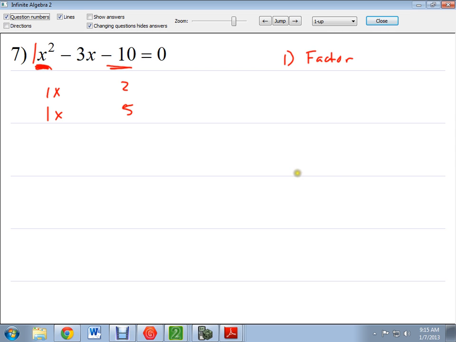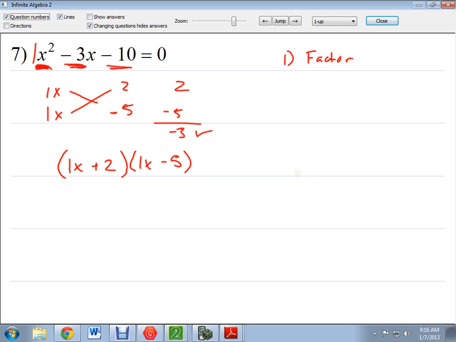Remember that they have to add to the middle number, negative 3, so I'm going to go ahead and try making the negative on the 5 here, and I'm going to hope that's going to make negative 3 when I do the cross multiplying. 1 times negative 5 is negative 5, 1 times 2 is 2, and 2 minus 5 is a negative 3. So those are the proper factors. That means the factored version of the original equation is 1x plus 2 times 1x minus 5.